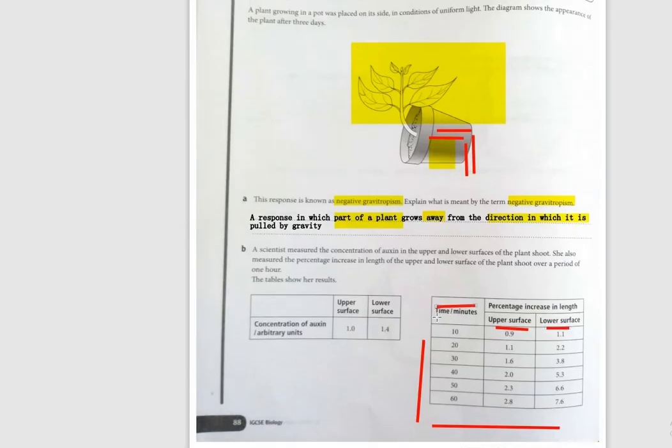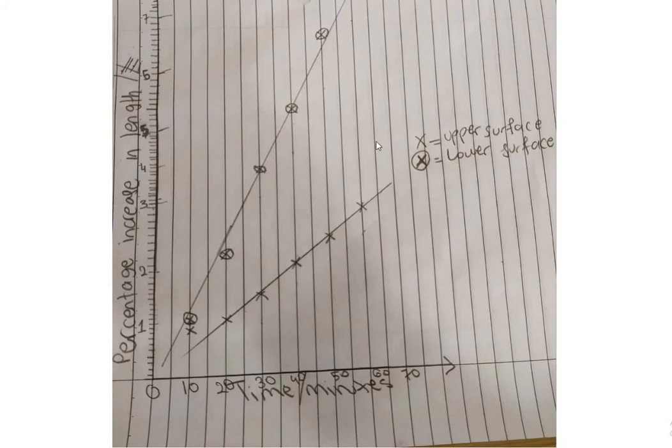this thing, time in minutes, will go on the x-axis because this is the independent variable. The independent variable always goes on the x-axis, and the dependent variable, the one that's changed in response to the independent variable, always goes on the y-axis. So this is how it is shown over here.